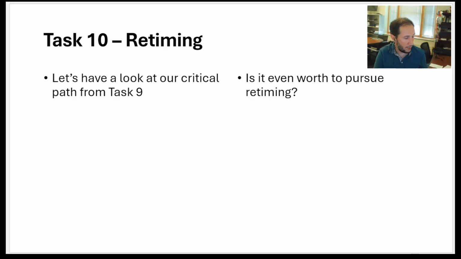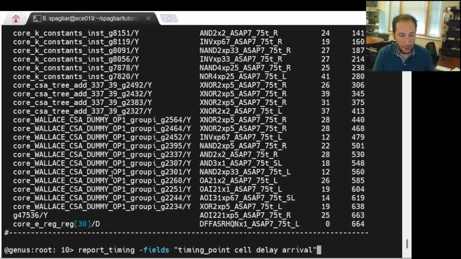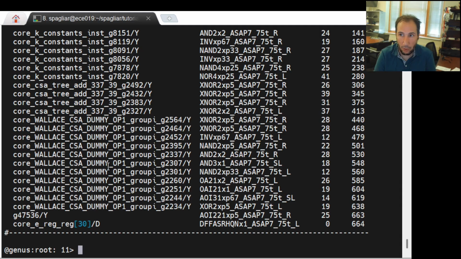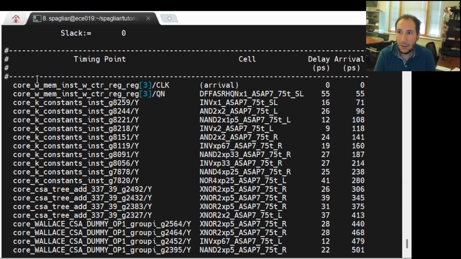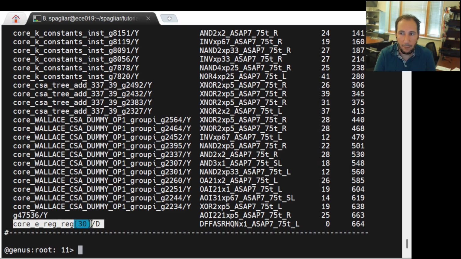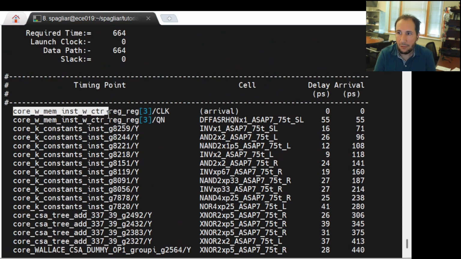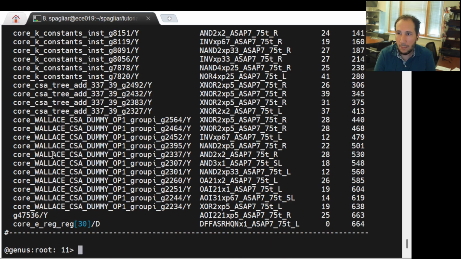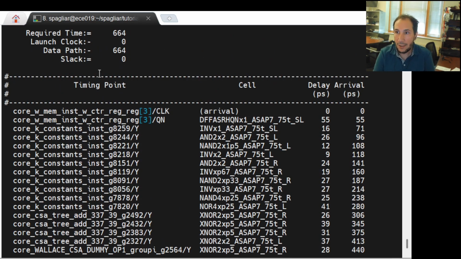Let's go to the terminal. And here is my critical path, right? This is before retiming. We didn't apply retiming yet. We see that this is a reg to reg path. It starts at a flip-flop called core WMEM and ends at a flip-flop called core ereg. And we see that the slack is 0. Right? So this is our critical path. It has a slack of 0.